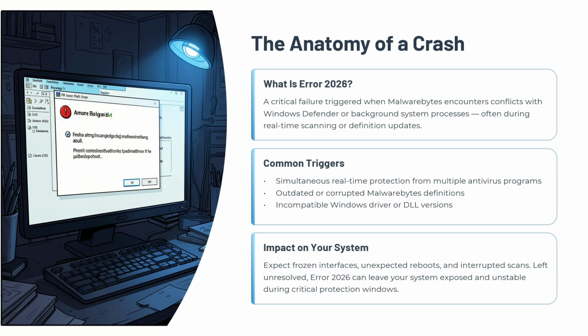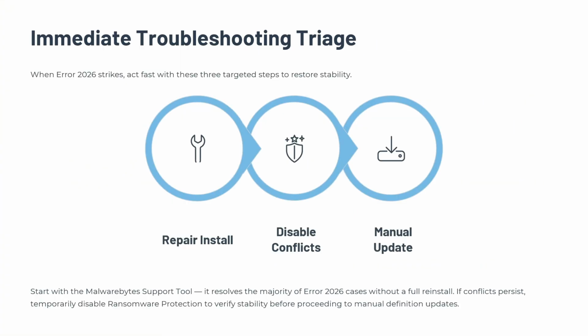The common triggers: simultaneous real-time protection from multiple antivirus programs, outdated or corrupted malware definitions, and incompatible Windows driver or DLL versions. Impact on your system: expect a frozen interface, unexpected reboots, and interrupted scans. Left unresolved, Error 2026 can leave your system exposed and unstable during critical protection windows.